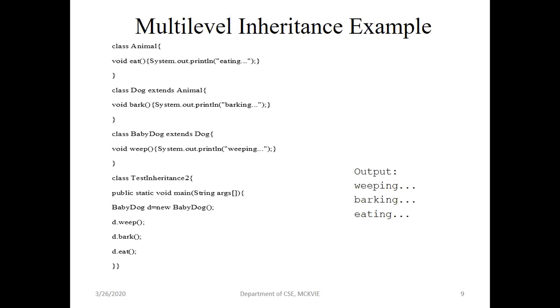So now in the main method, I'm creating an object of class baby dog, d equal to new baby dog. And I'm calling the method d.weep. According to the definition of the weep method, it is giving the output weeping. Then I'm writing d.bark, which is giving the output barking. And the third call, which is d.eat, is giving the output eating.